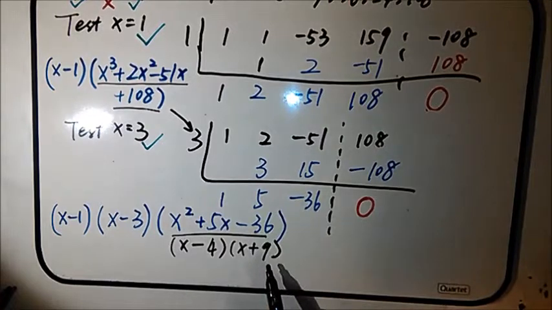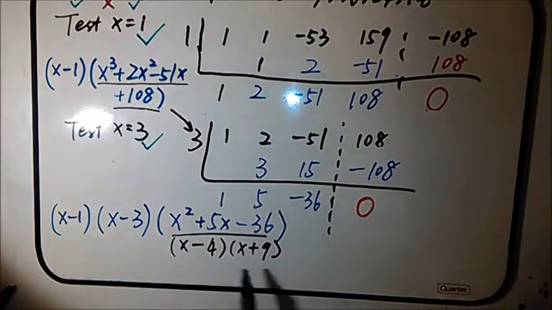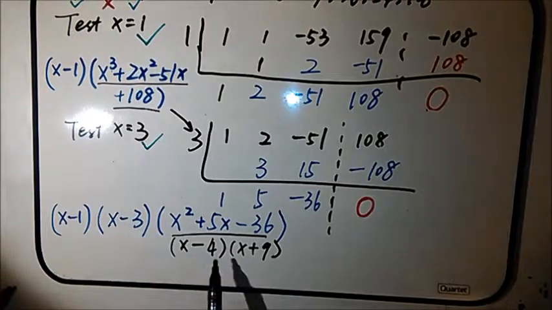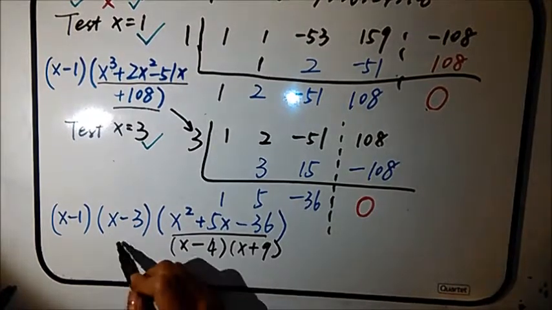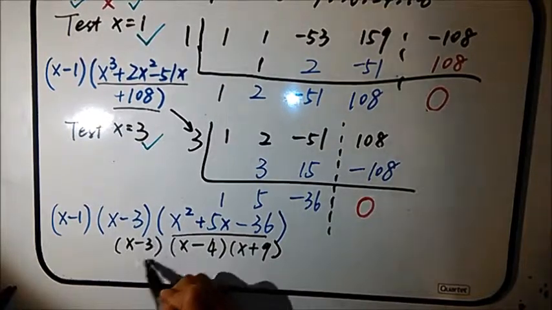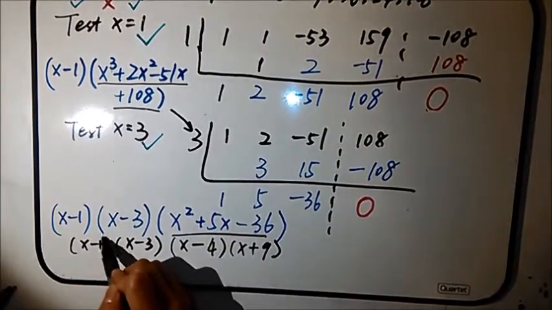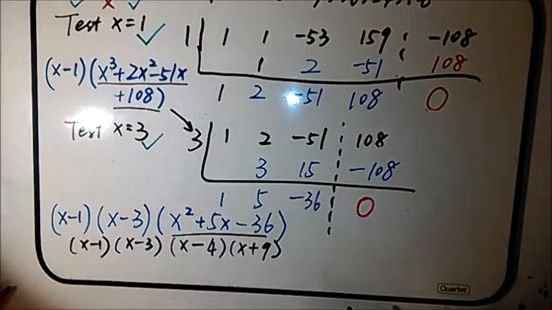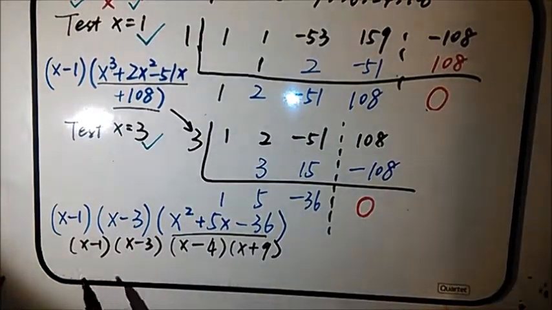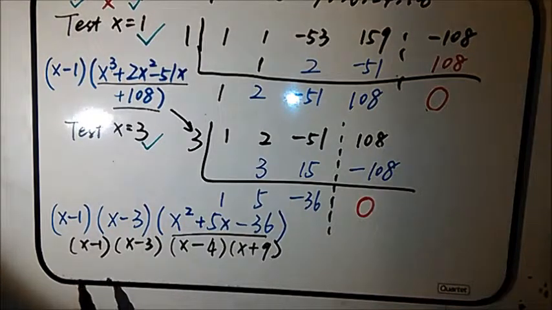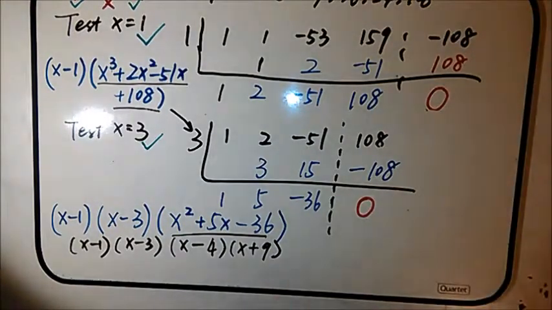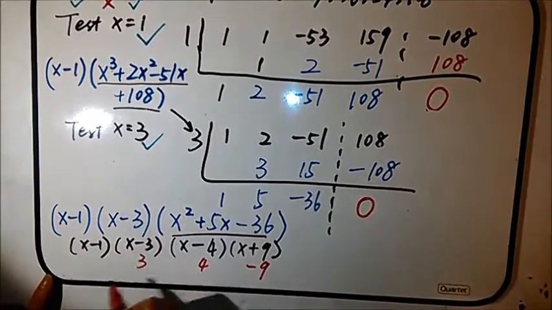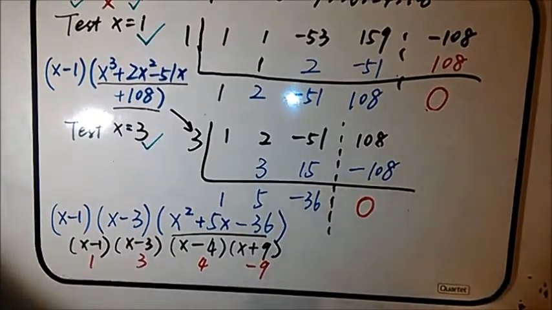X plus 9, I'm sorry. X minus 3 times x plus 9 times x minus 4 times x minus 1. Good. Those will be our 4 factors. And so our zeros will be negative 9, 1, 3, and 4. Those will be our x-intercepts.